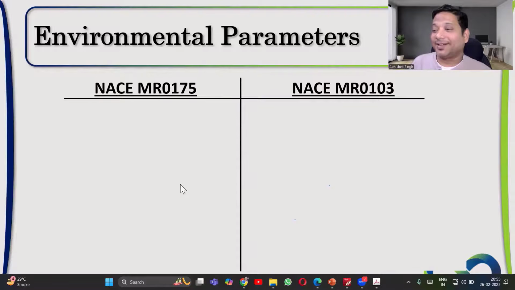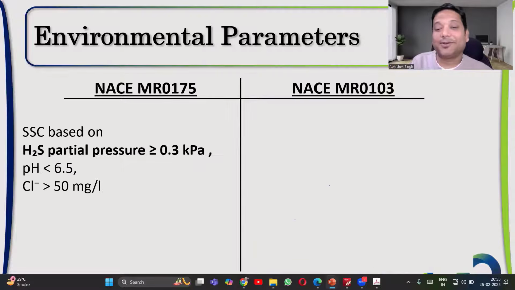Okay, so first, about H2S partial pressure. If you talk about partial pressure of H2S, above 0.3 kPa MR0175 becomes applicable. The pH value is normally 6.5 and less. The oil production pH value is normally towards the acidic side. It is also because of the presence of CO2. CO2 also drags it down to more acidic.